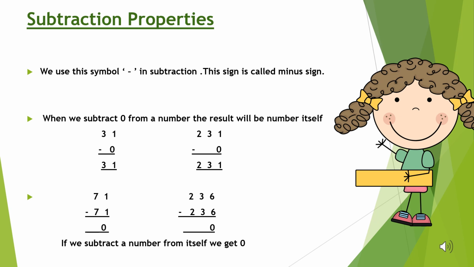Another important point to remember is that if we subtract a number from itself, the answer will be 0. For example, if we subtract 71 from 71, the result will be 0.